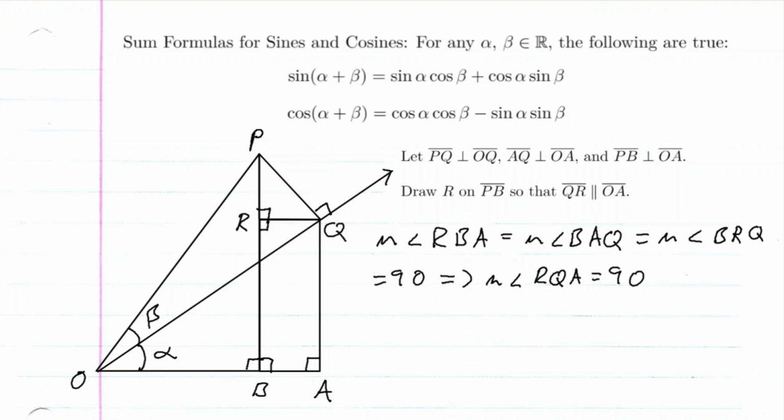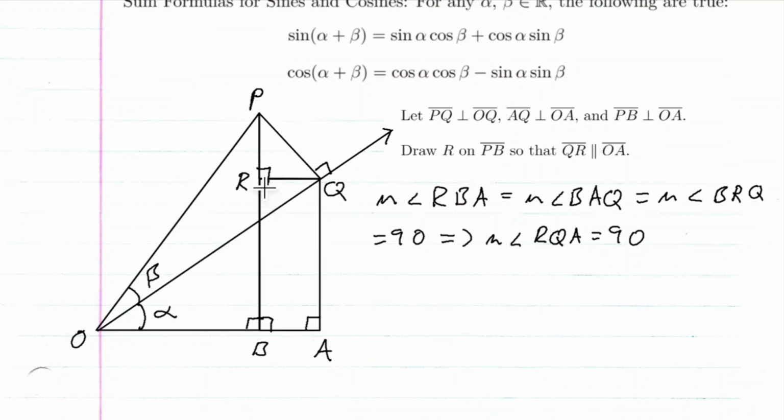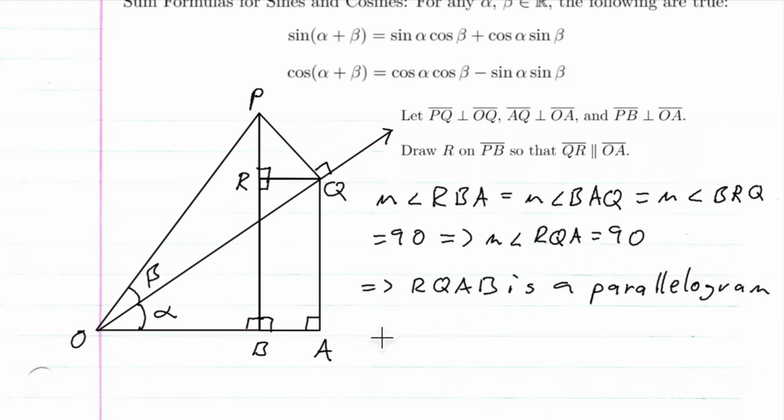Okay, so we're going to use a theorem which states that if opposite angles of a quadrilateral are equal, that means that we're dealing with a parallelogram. So since all of them are 90, this implies that RQAB is a parallelogram. But since they're all 90, it's more than just a parallelogram. We can say that this is a rectangle. So now we know that RQAB is a rectangle.